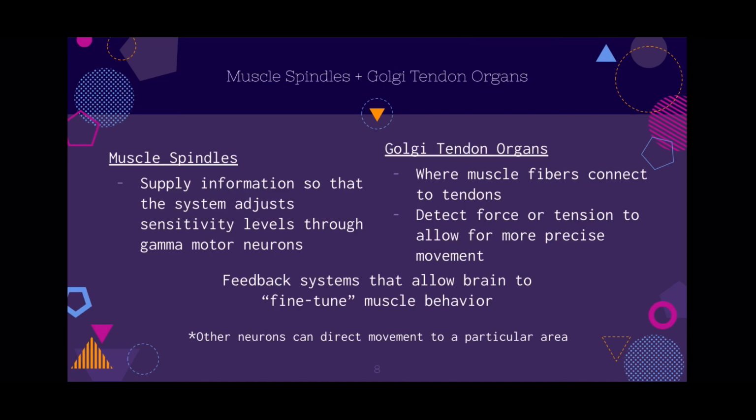Again, another note is that there are other neurons that have different functions as well. For example, some neurons can direct movement to a particular area. If you think about when you're eating something, these neurons tell your hand to move towards your face so that you can put the spoon in your mouth.